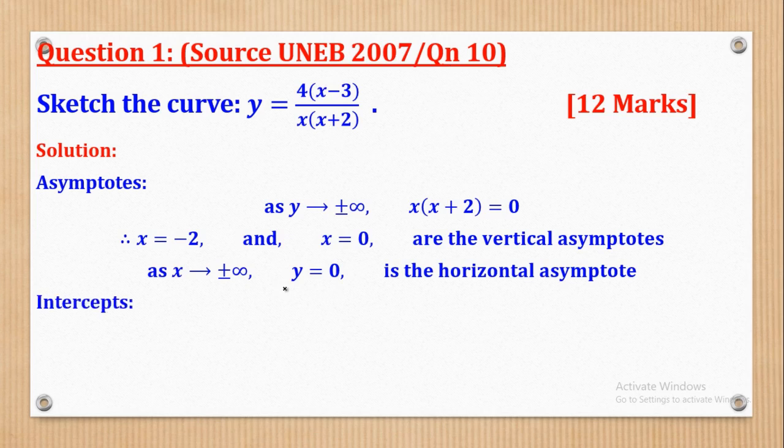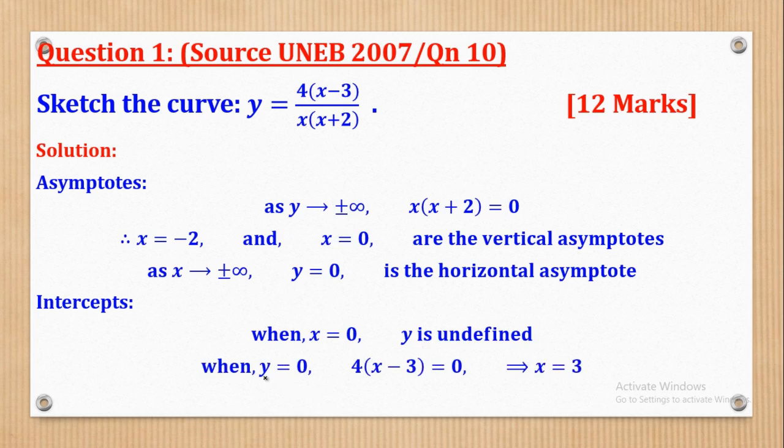The next step is to get the intercepts. So intercepts, we say these are the values of x when y is 0 and also values of y when x is 0. So when x is 0, come and substitute your x here. You realize that it will be this over 0, and any number divided by 0 is undefined. Therefore, we shall just come here and say that y is undefined.